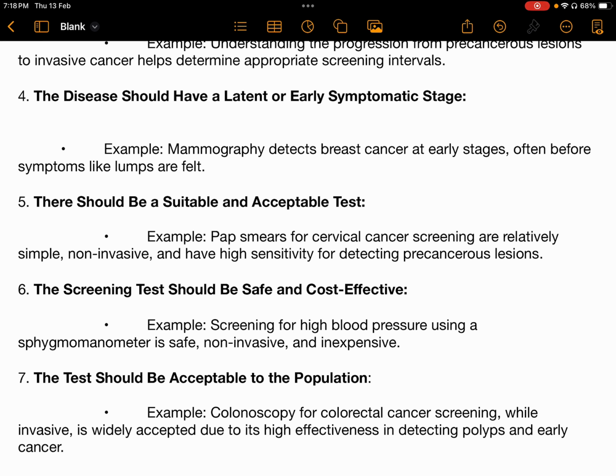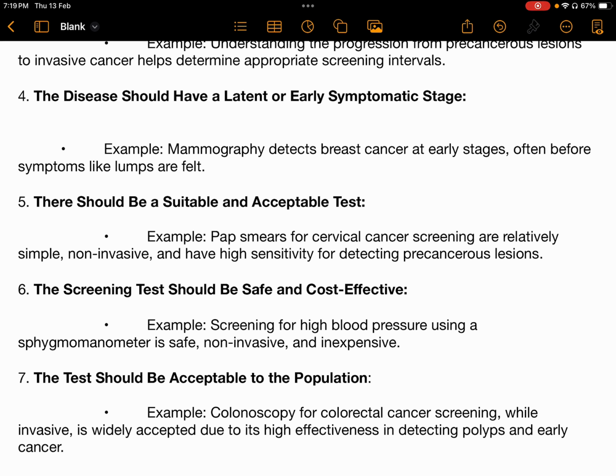Then coming to the fifth principle: there should be a suitable and acceptable test. The screening test used should be accurate, reliable, and acceptable to the population. It must have good sensitivity, the ability to correctly identify those with the disease, and specificity. Specificity is the ability to correctly identify those without the disease, with a low rate of false positives and negatives.